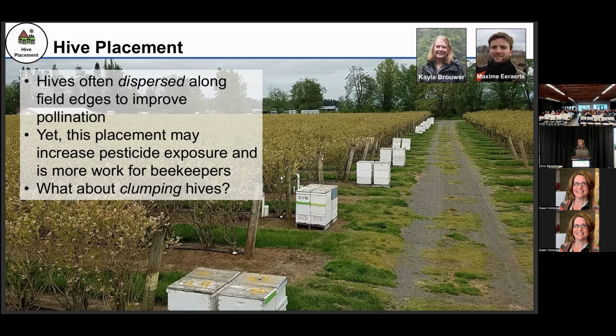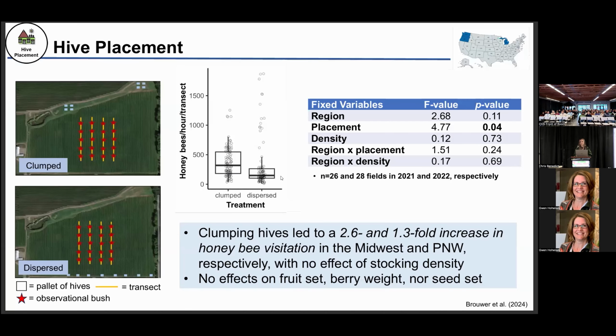So we asked the question, well, what happens if you aggregate the hives together or clump them and place them away from the edge of the field? So we did this experiment over the course of 2 years, and we did the work in Washington, Oregon, and Michigan. And we had 2 different treatments, essentially clumped and dispersed. On the top is our clump strategy. On the bottom is our dispersed strategy. We had a total of 26 and 28 fields over all these locations in 2021 and 2022 respectively. So massive experiment, a lot of great data.